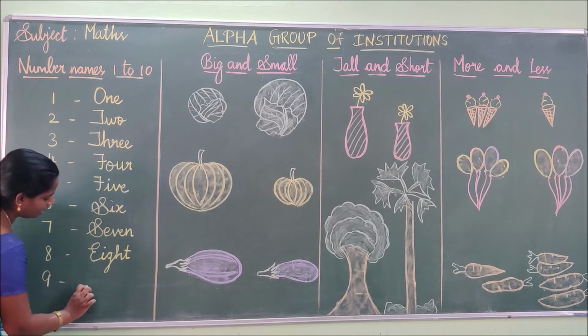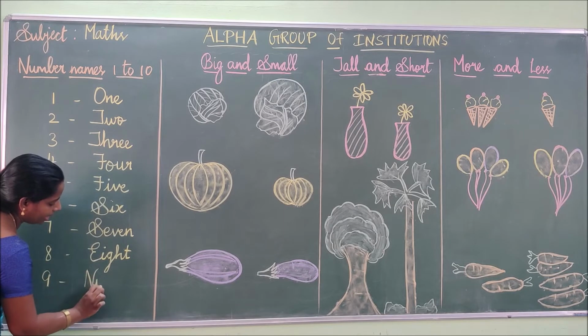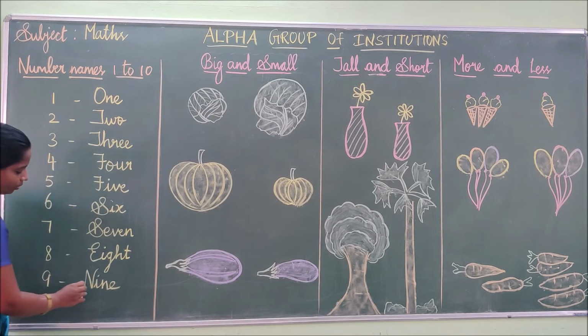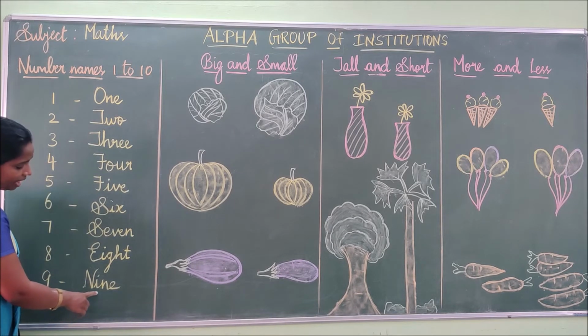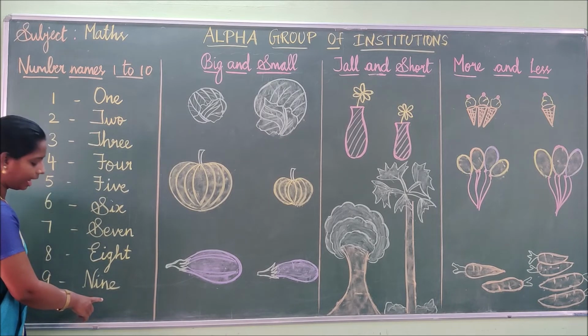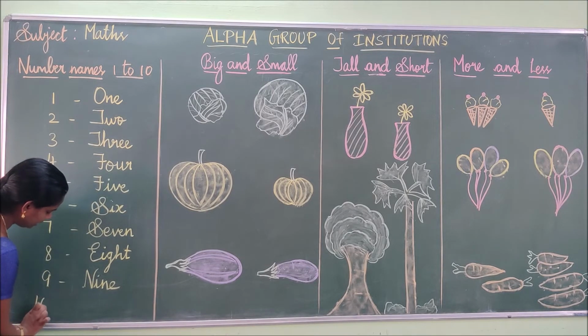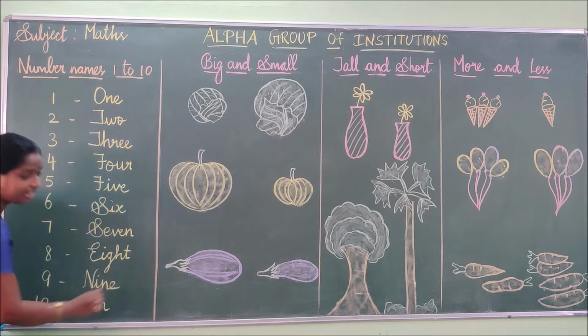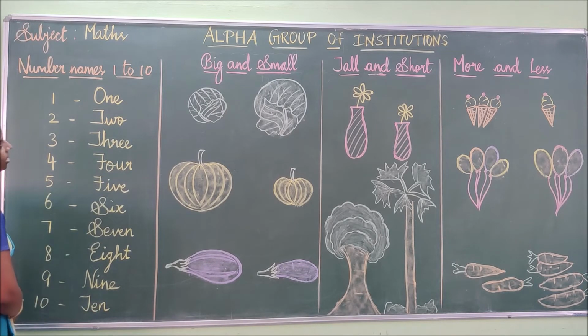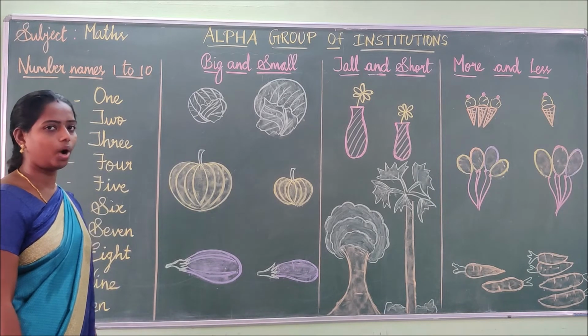Nine. N-I-N-E. Nine. Okay. And then 10. T-E-N. 10. Okay, children? I have just recalled the number names from 1 to 10 for you.